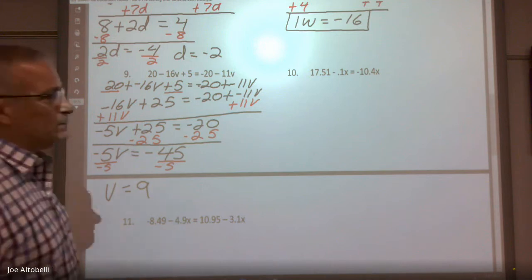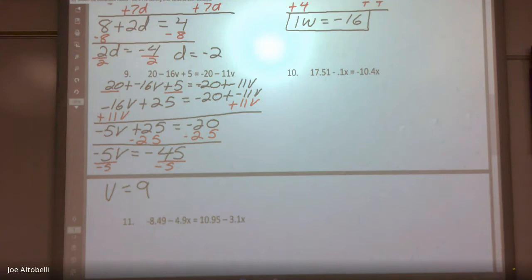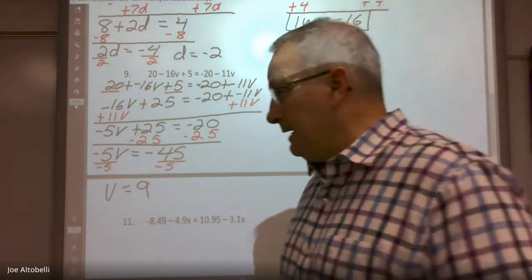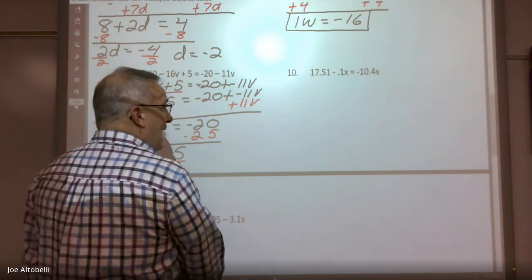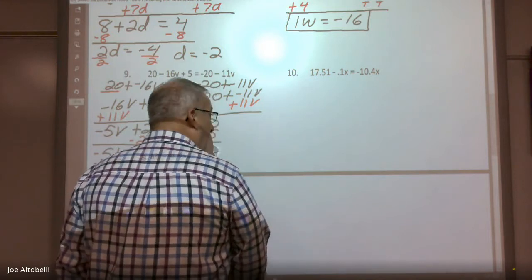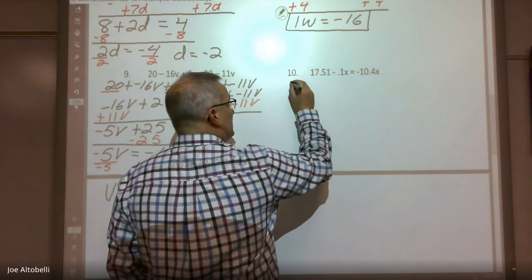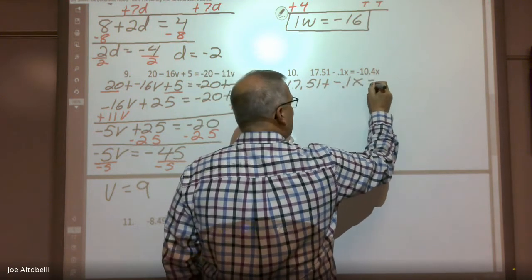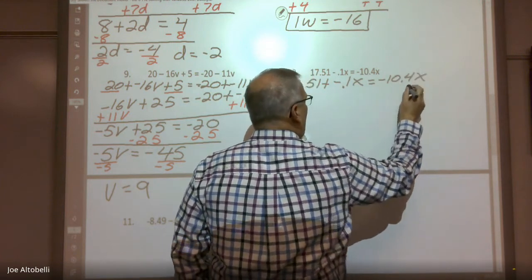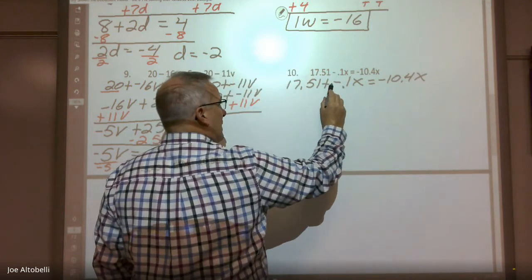Now on number 10, notice we have decimals. Okay? So hopefully you have your calculators, because I know I'm going to use my calculator. Okay? So 1, combine like terms, don't have it. 2, eliminate the variable on the right side. So to eliminate the -10.4, I have to add 10.4. Now, I am going to rewrite this. So this is 17.51 plus a -0.1x. All I did is change my subtracting to adding the opposite there.